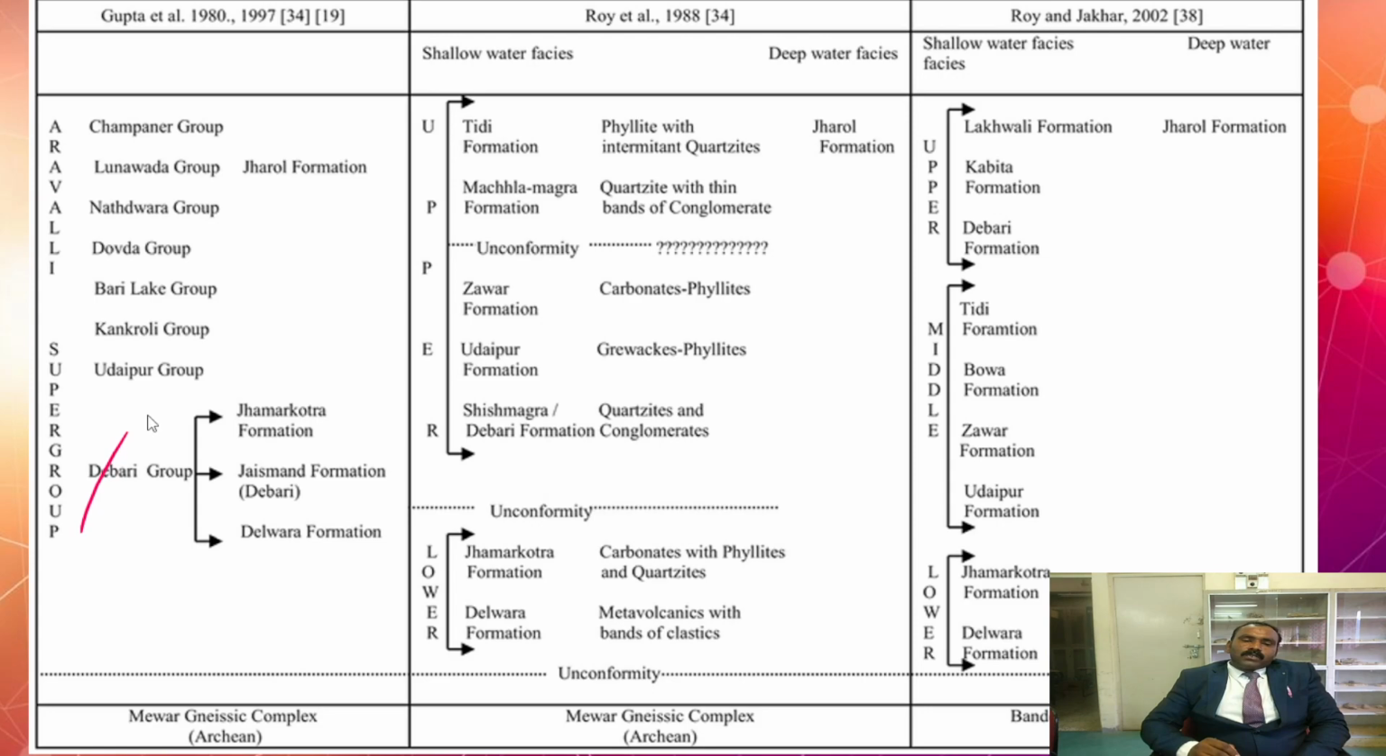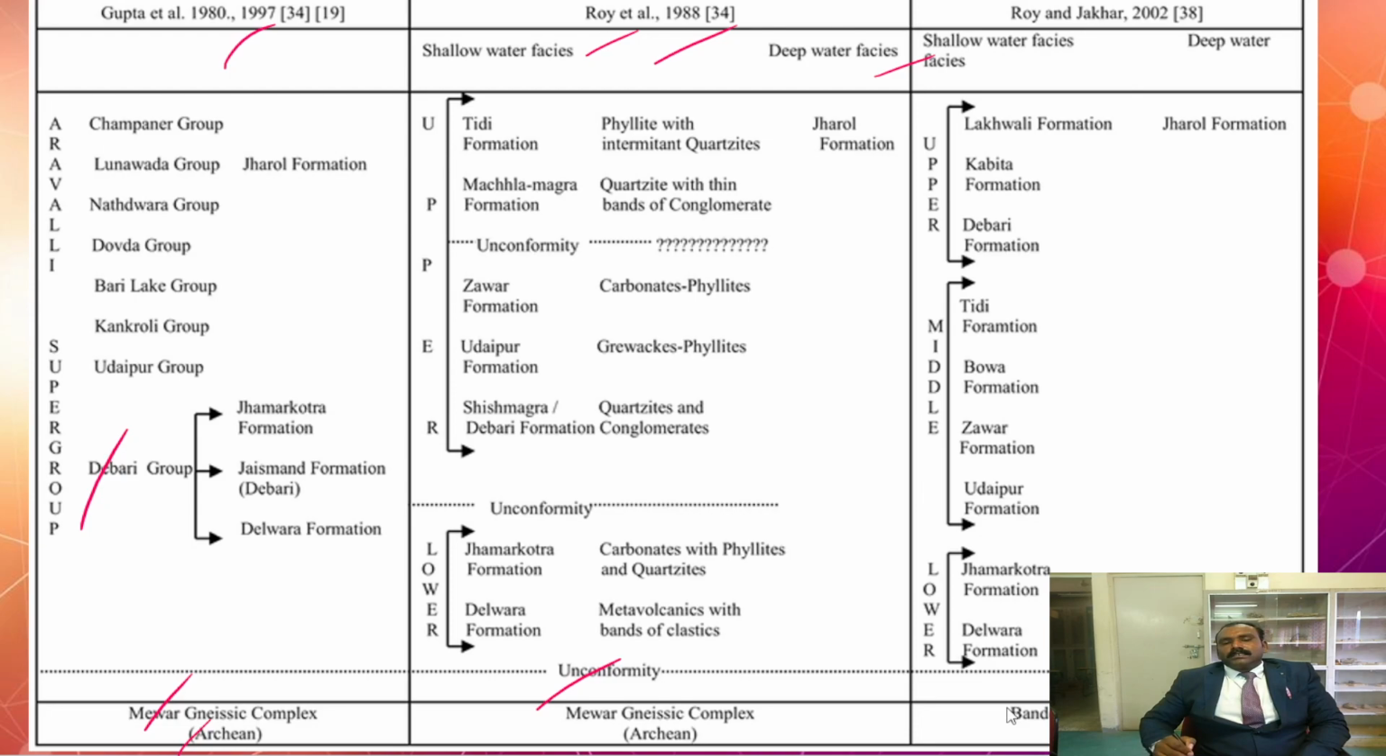Gupta has considered the Mewar gneissic complex as Archean rocks, a basement for the Arvali supergroup, whereas the shallow water facies and the deep water facies are supposed to be the topmost region, which was classified by Roy et al. And he has also treated the Mewar gneissic complex as Archean. Gupta and Roy have considered the basement as the Mewar gneissic complex, but Roy and Jhakar have considered a different basement, the banded gneissic complex, and that shows the variation in the classification.